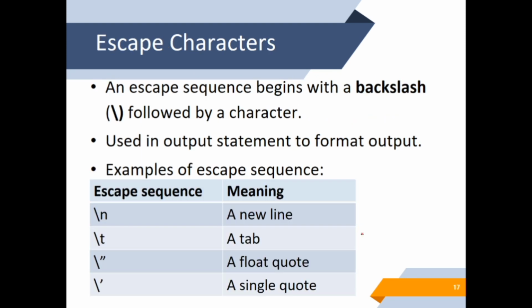Escape character. What is an escape character? An escape sequence begins with a backslash followed by a character. It is used in output statements to format output. These are a few things that you should know. Backslash n means a new line. Backslash t means a tab. Backslash double quote is a double quote, and backslash single quote is a single quote. We always use these escape sequences. You will learn more in the practical, inshallah.